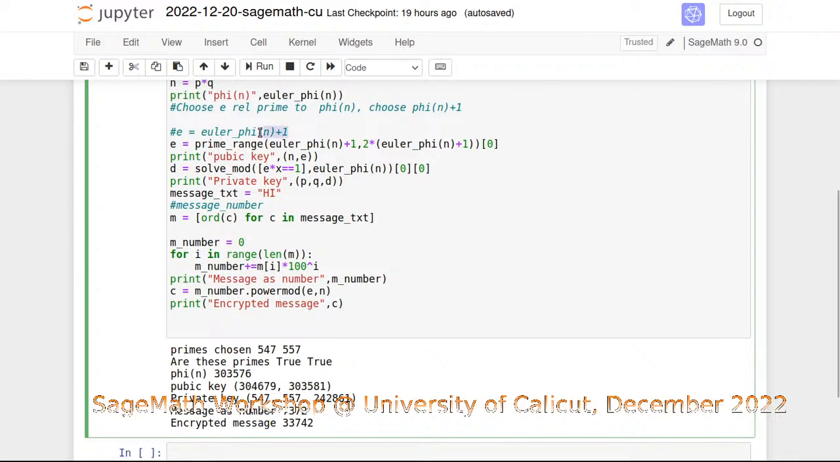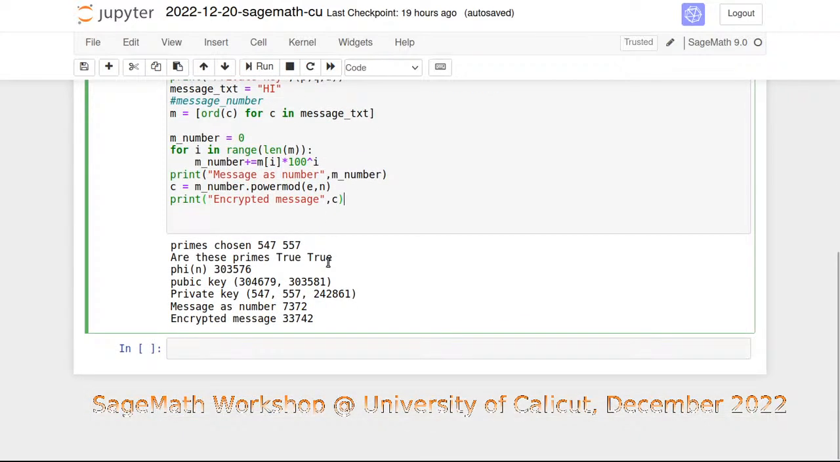Of course, Euler phi n plus 1 should have given exactly the same kind of effect, by giving a prime within this range, but somehow I'm not getting that. Okay. Anyway, let us try to see what exactly is the problem. We will try to see later. But anyway, if we choose e to be a prime above Euler phi n plus 1, it seems to encrypt at least. So the encrypted message is here. So we have encrypted the message.